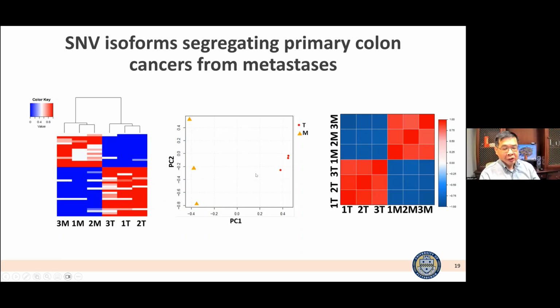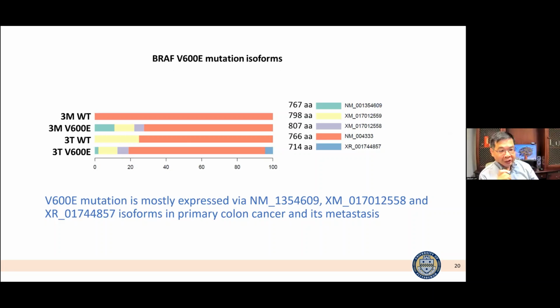So just to raise the question, maybe the mutation expression itself is the best way to segregate or characterize malignant samples. So then we look into one of those things. This is a BRAF V600E mutation, which is common in colorectal cancers. And you look into this interesting map: in the metastatic sample, the wild-type allele expression is only one isoform, but the mutant allele produces a couple of different isoforms. There are three additional new ones.